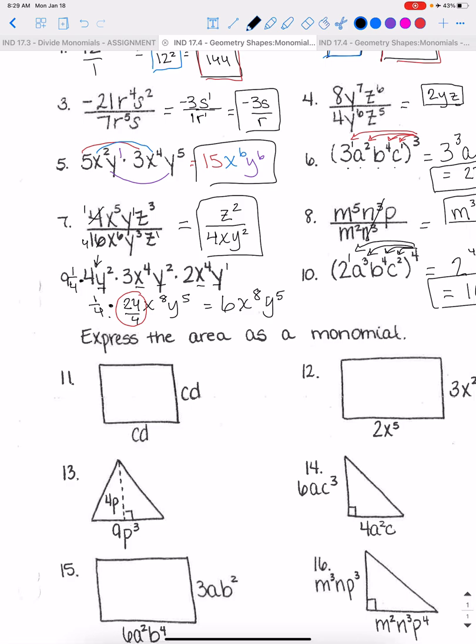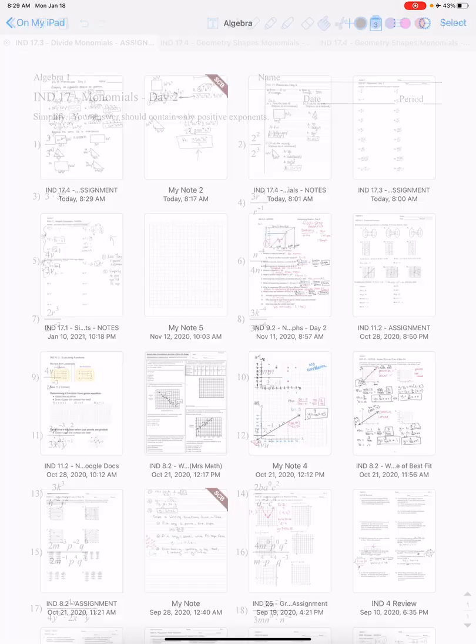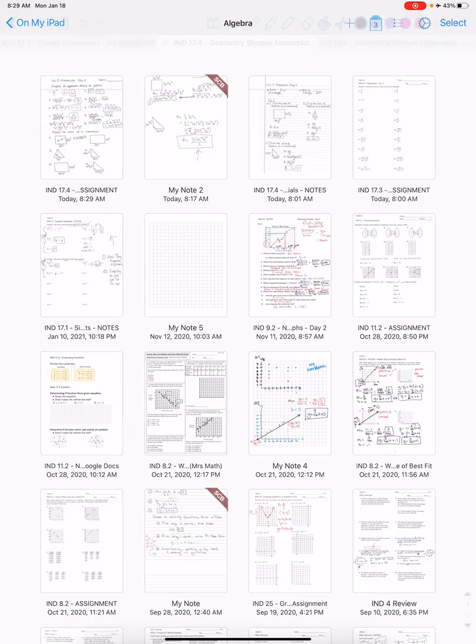Length times width, right? Area equals length times width. So it's CD times CD. So area equals CD times CD. Oops. Not sure why I did that. Here we go.